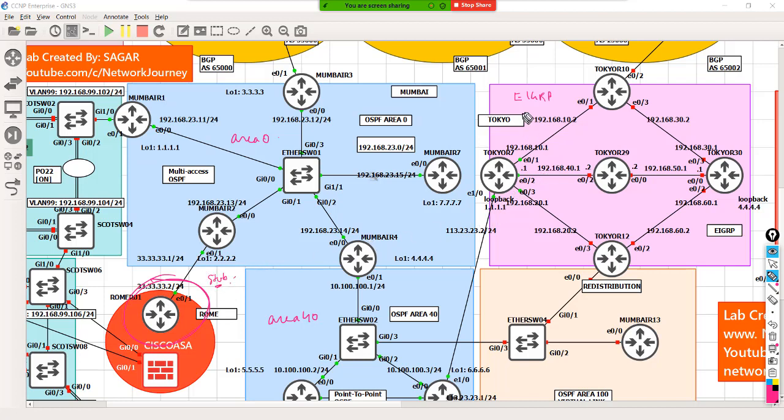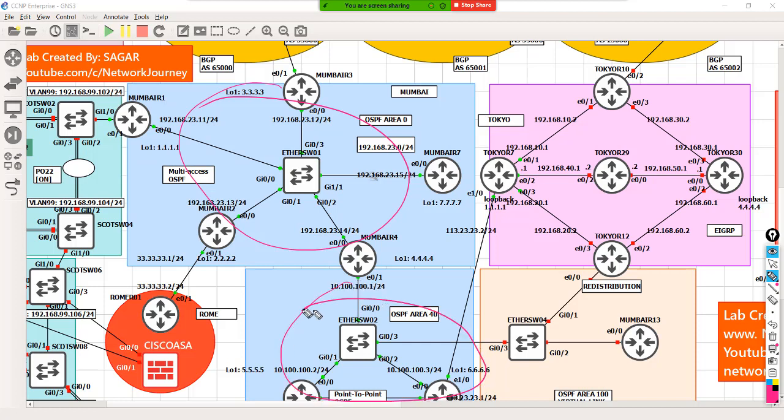So what happens is these EIGRP routes will be flooded here and taken to area 0. So those external routes will still reach Rome. Now I don't need those external routes, so I can make them stub. As soon as I make them stub, I can see my EIGRP networks get replaced by 0.0.0.0 pointing towards the gateway. So the things I've done is I have configured OSPF.